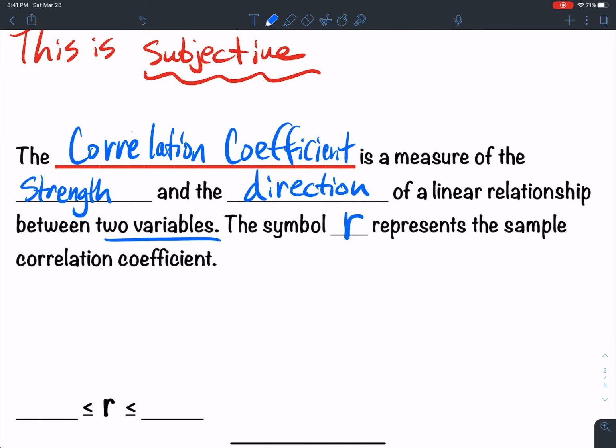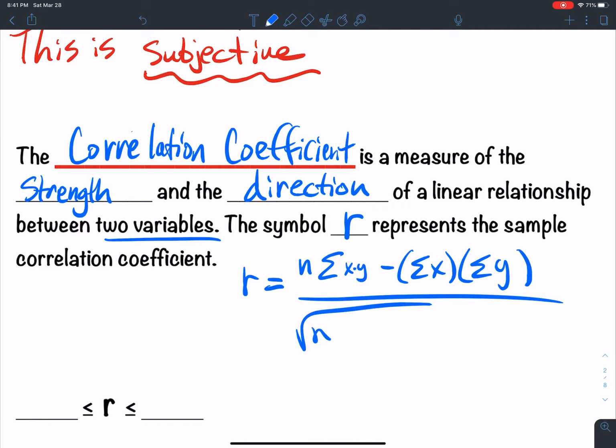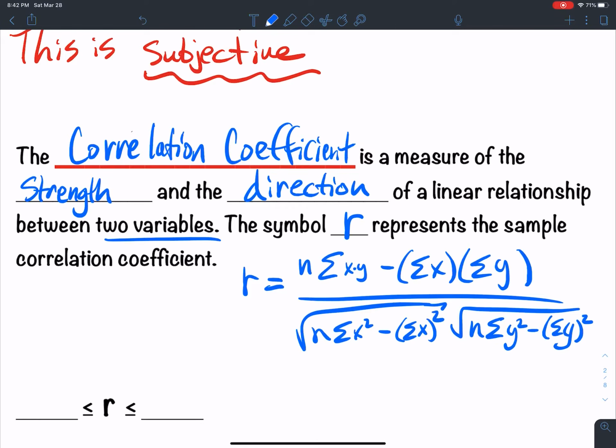Now, R is a little complicated to calculate. It's N times the sum of X times Y minus the sum of X times the sum of Y, over the square root of N times the sum of X squared minus the sum of X all squared, multiplied by the square root of N times the sum of Y squared minus the sum of Y all squared. Told you that one is pretty challenging, to say the least. So don't do it.